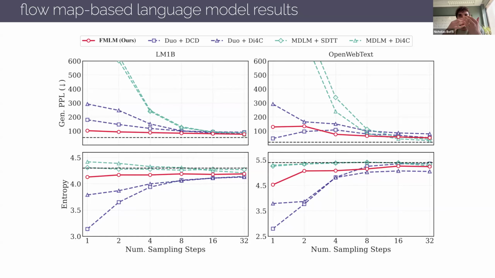On open web text, it's a little bit more subtle because some of the curves are looking like they have better perplexity, but their entropy is collapsing. And our results are kind of state of the art across all of these ranges, and we're still working to improve the one-step sampler.